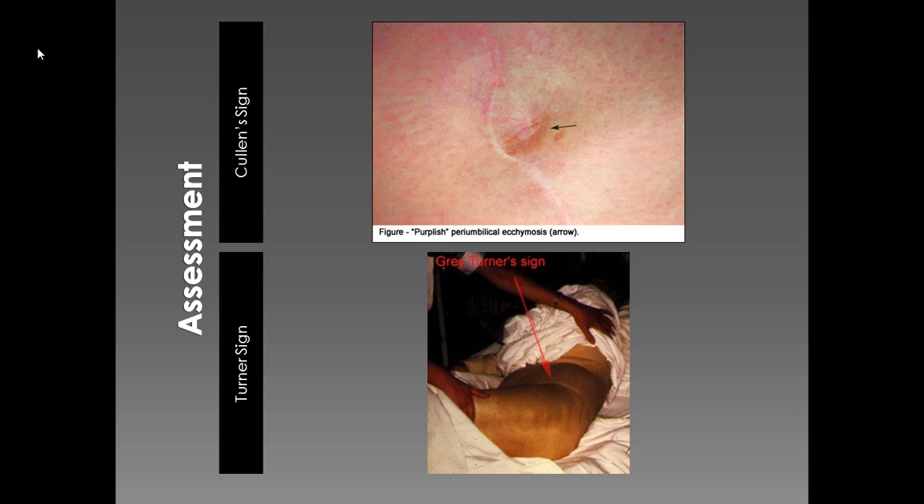Gray is just describing the color. And this is Turner sign, and this is pancreatic enzymes that have leaked around their hips. So Cullen sign is in their belly button, Turner sign is around their hips, and that's the pancreatic enzymes leaking to the surface of the skin.